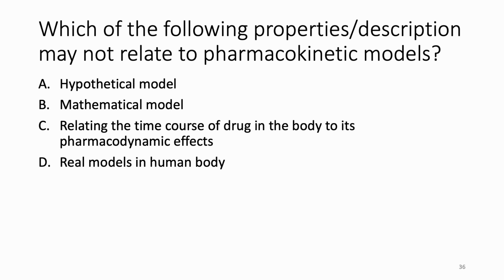Question. Which of the following properties or descriptions may not relate to pharmacokinetic models? A. Hypothetical model. B. Mathematical model. C. Relating the time course of drug in the body to its pharmacodynamic effects. D. Real models in human body. For this question, you have 30 seconds to answer.